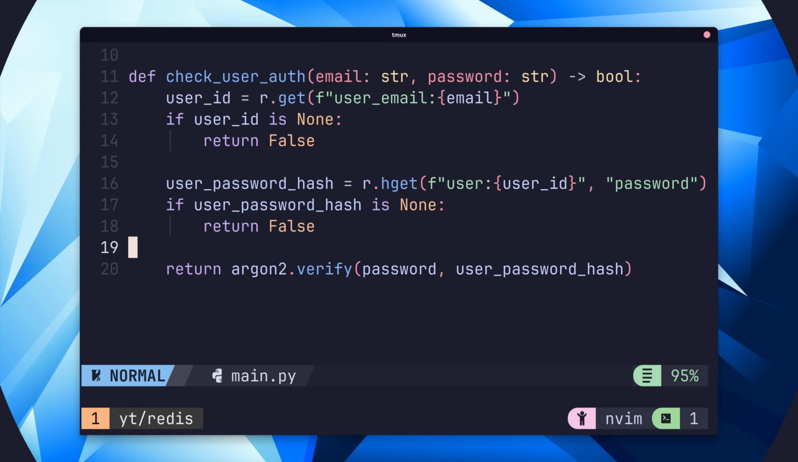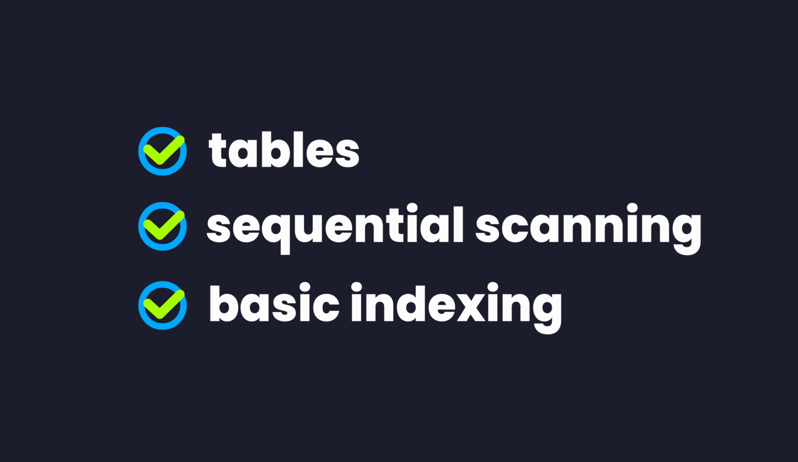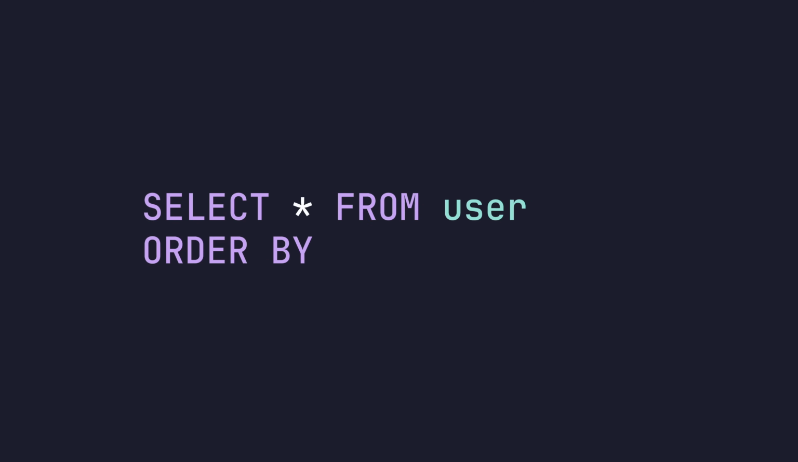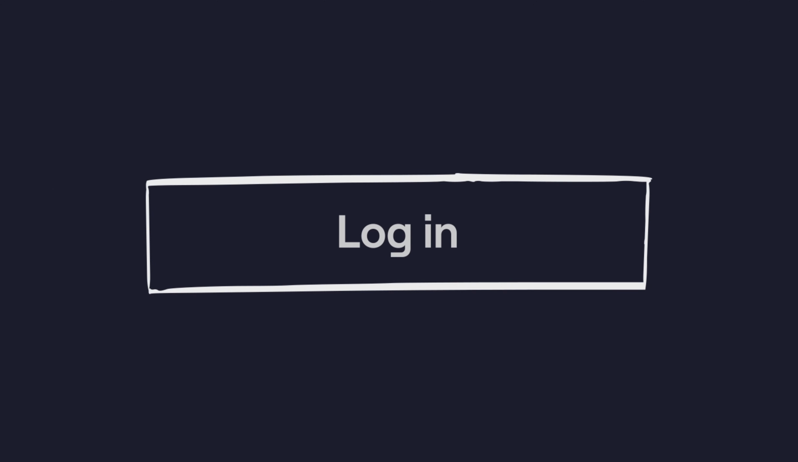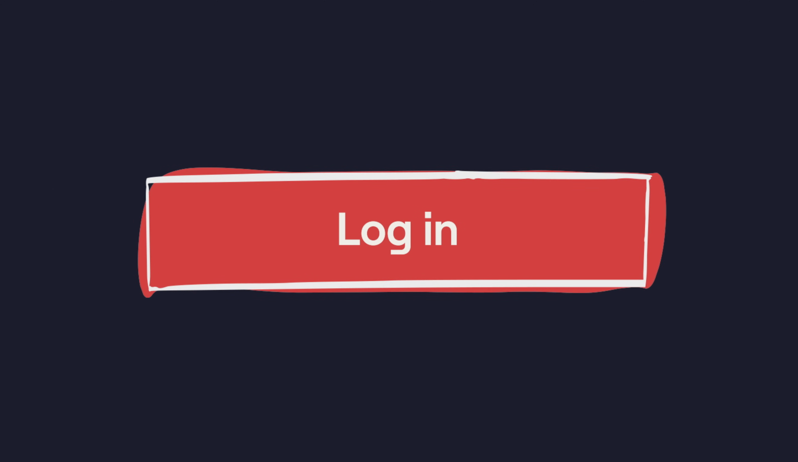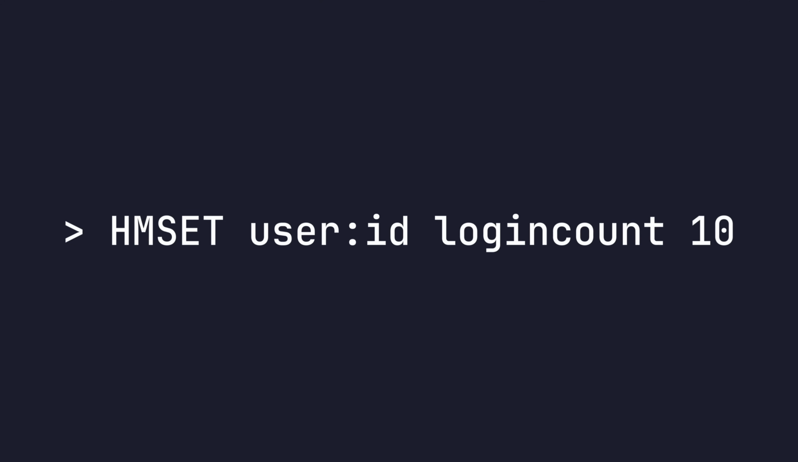So what next? Well, we've looked at tables, sequential scanning, and some basic indexes. But what about ordering? In a typical database, you may want to return values based on a timestamp or a ranking. To showcase this, let's first set up a counter for our users to track the number of times they've logged in, or something. We could add this to our user map, but it's going to be more powerful to add it to another data structure.